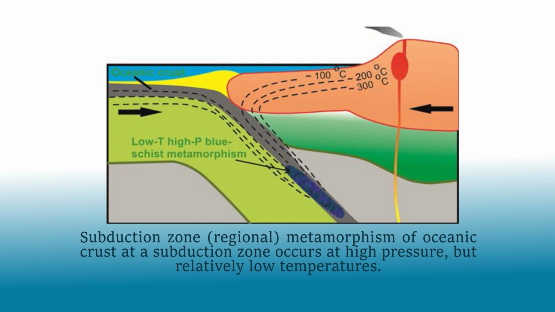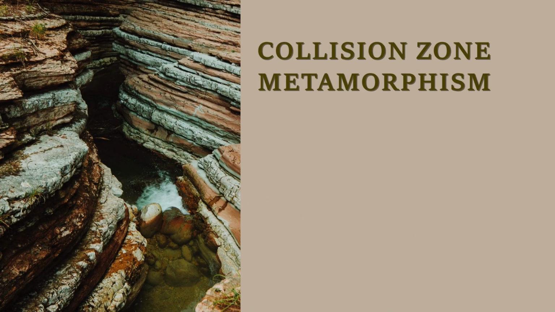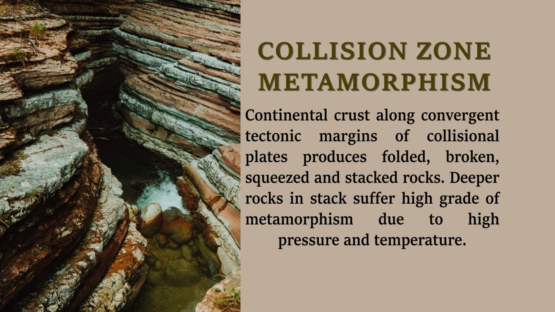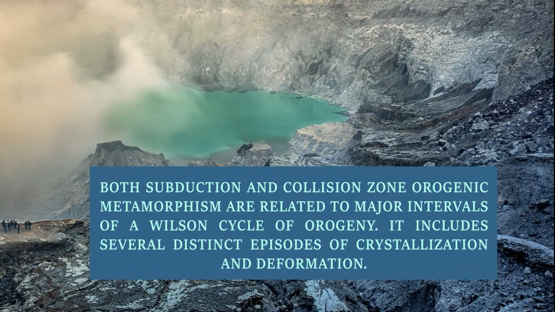low temperatures. In collision zone metamorphism, continental crust along convergent tectonic margins of continental plates, or collisional plates, produces folded, broken, squeezed and stacked rocks. Deeper rocks in the stack suffer a high grade of metamorphism due to high pressure and temperature. Both subduction and collision zone orogenic metamorphism are related to major intervals of a Wilson cycle of orogeny. It includes several distinct episodes of crystallization and deformation.